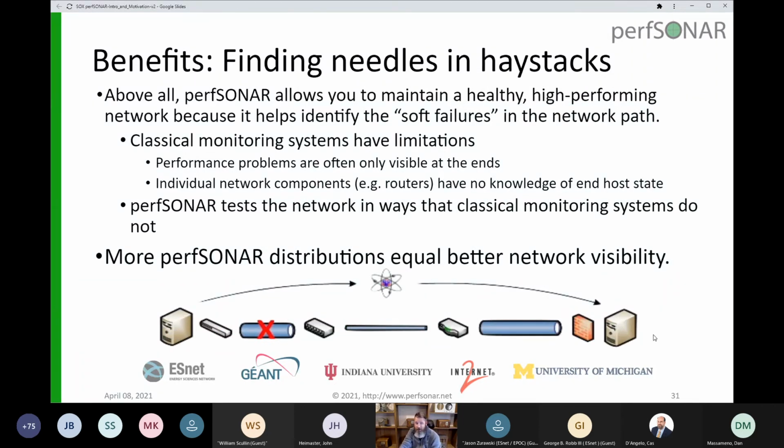So again, we're kind of looking for a needle in a haystack. I don't want to beat this drum too much, but we're looking for those soft failures. The more perfSONAR distributions we have out there in the wild, the more network visibility we have. For every node that gets stood up on a network, we now have another test point that takes another network path to get there, so we have deeper and deeper visibility into R&E networks, how they're actually behaving, what kind of performance we can actually get out of them.